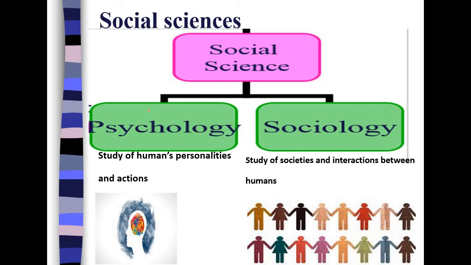Social science: psychology and sociology. Psychology is the study of human personalities and actions. When you study the personality of humans, this is called psychology. While sociology is the study of societies and interaction between humans. You study interaction between humans and societies. This branch is called sociology.